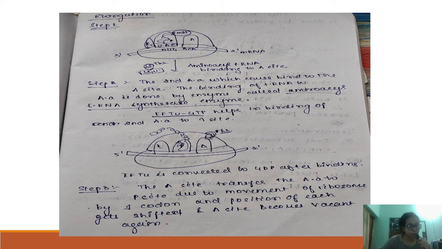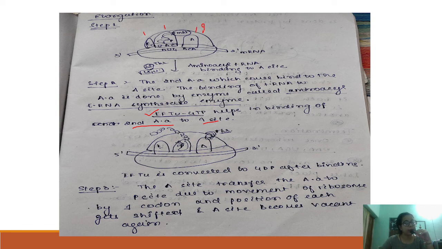In step 2, the second amino acid which comes binds to the A site. The binding of the tRNA to the amino acid is done by the enzyme amino acyl tRNA synthetase, and along with that a certain other factor, that is EF-Tu. EF means elongation factor Tu. GTP helps in binding of the second amino acid to the A site. So the P site is already occupied, as you have seen. This is the mRNA, this is the 30S subunit, this is the 70S subunit, this is the E site, this is the P site which is already occupied by the first. A site is now empty.